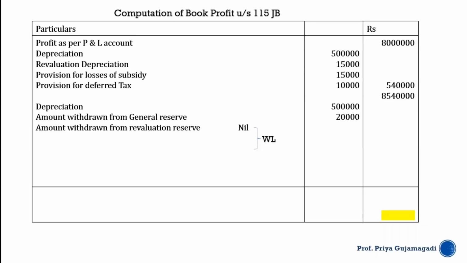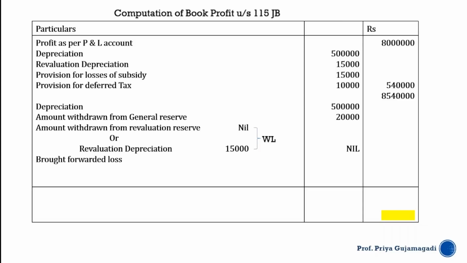Amount withdrawn from revaluation reserve is actually not given in the question, but we have one piece of information, that is revaluation depreciation. Among these two, if either one is given in the question, we have to make this comparison. That is amount withdrawn from revaluation reserve, that is 0, not given in the question, or revaluation depreciation 15,000. Whichever is less, we have to take that. So amount withdrawn from revaluation, nil, is less, we will take that.